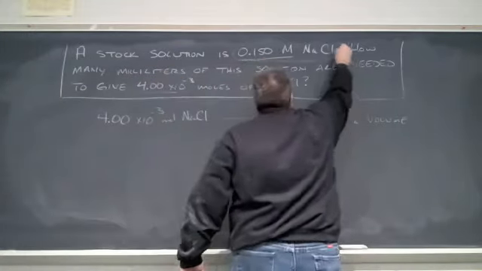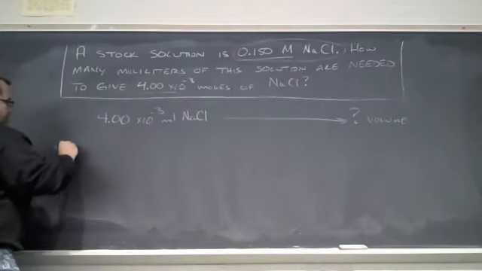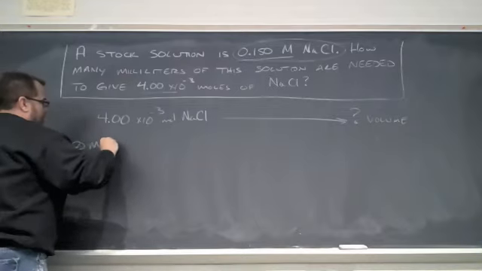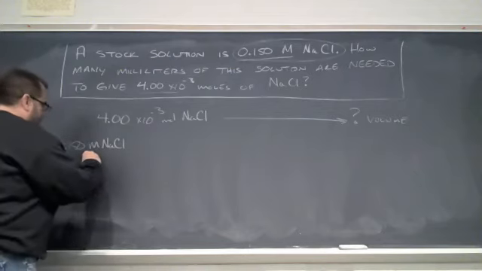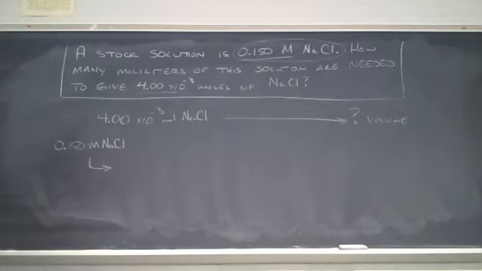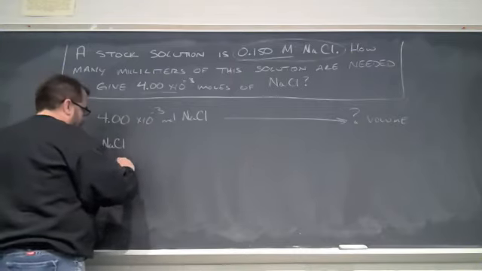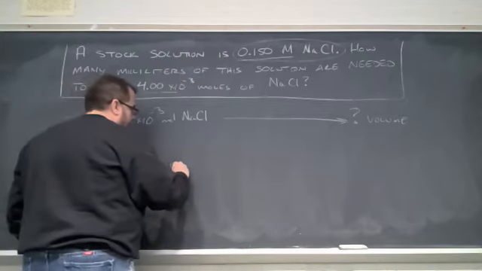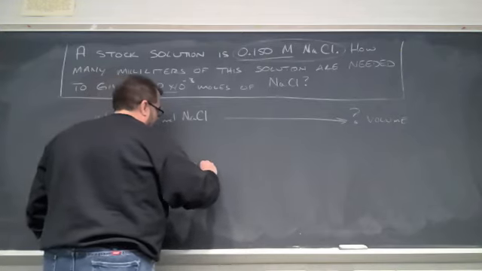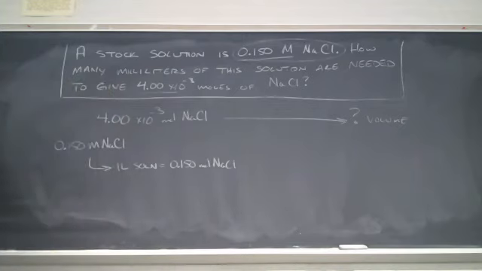Now we're going to take this molarity, 0.15 molar sodium chloride, and we're going to remember that because this is an intensive property, it's not just a number, it's a relationship. And the relationship that's described by this concentration is that 1 liter of solution is equal to 0.150 moles of sodium chloride.